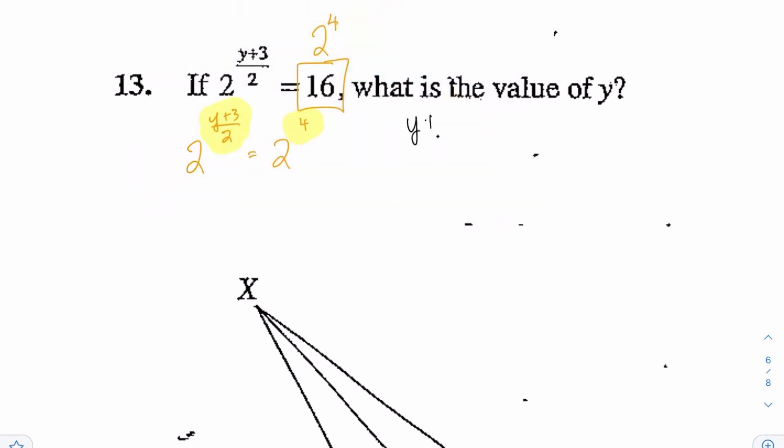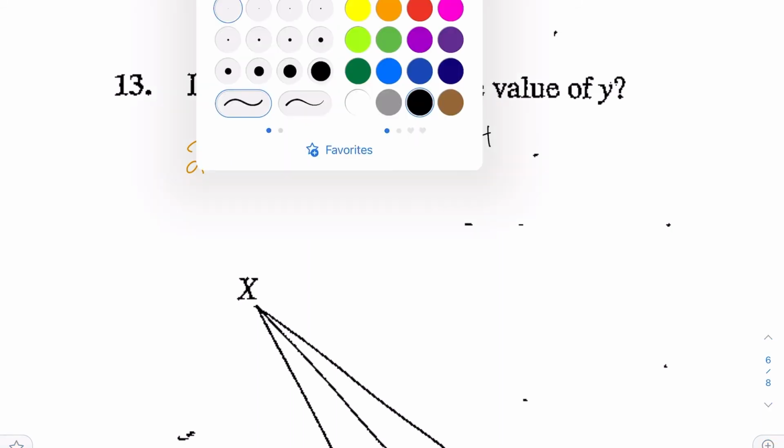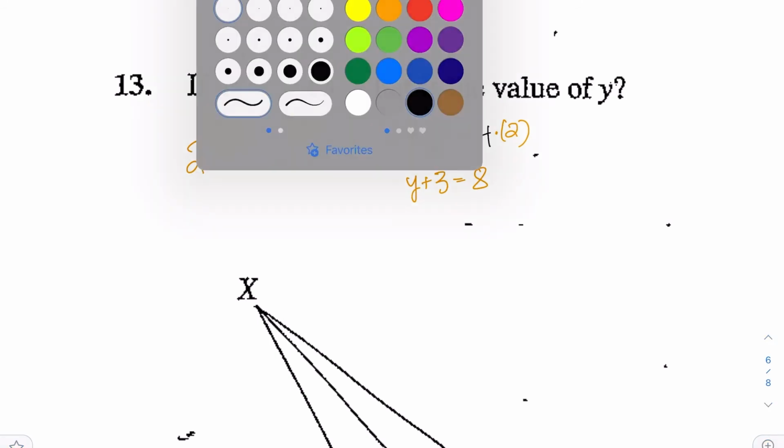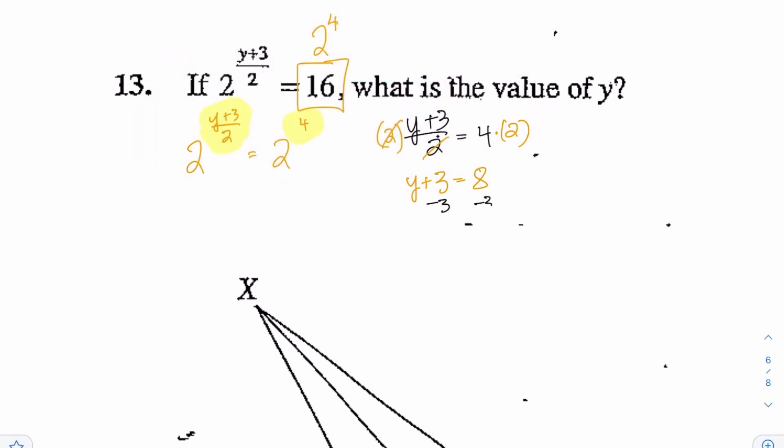So then you can set y plus 3 divided by 2 equal to 4, and now you can solve for y, just doing inverse operations. Multiply by 2 on both sides first. That cancels out with the 2 in the denominator on the left side, and you're left with y plus 3 is equal to, on the right side, 4 times 2, which is 8. And then the last step is to subtract 3 from both sides, and you get that y is equal to 5.